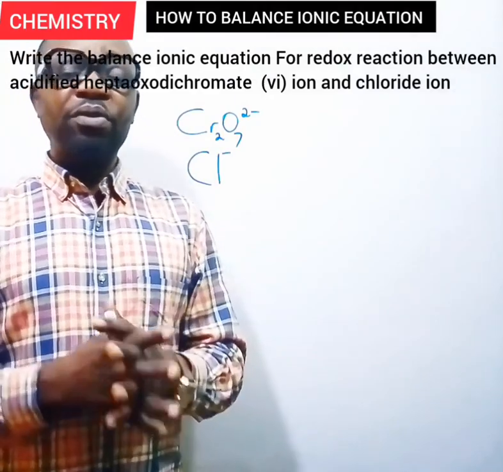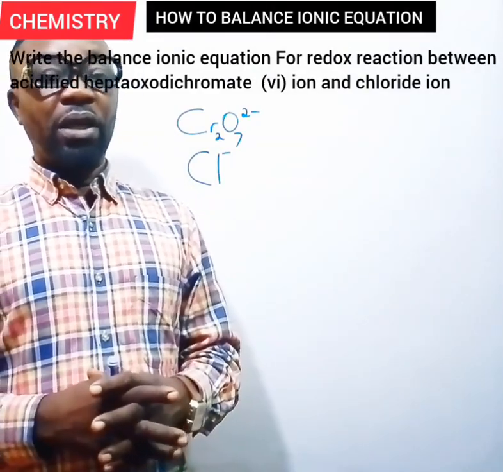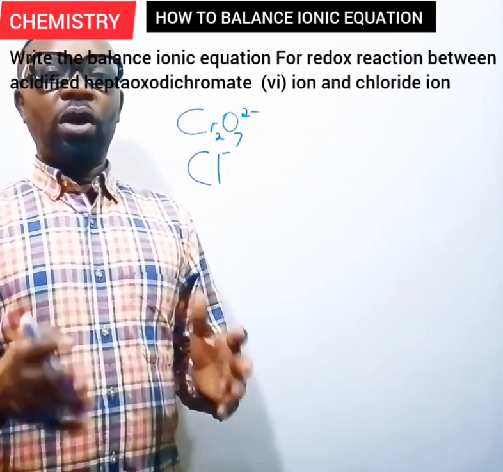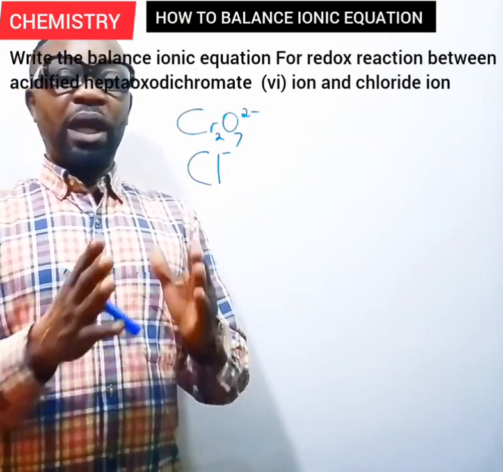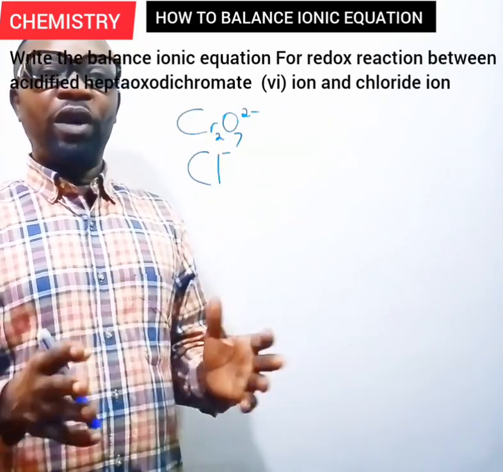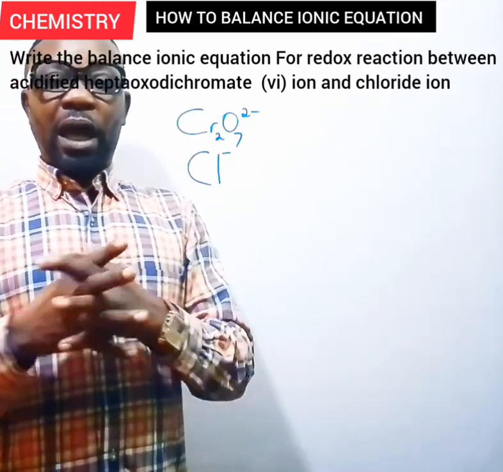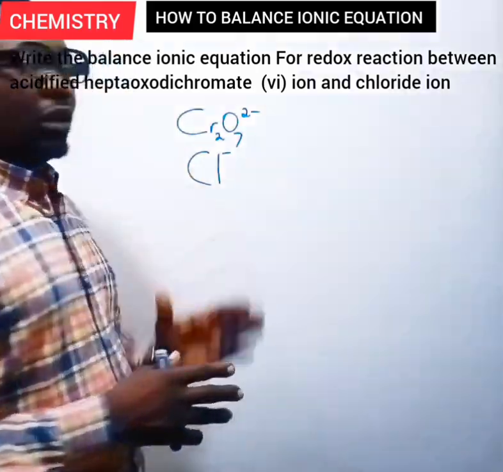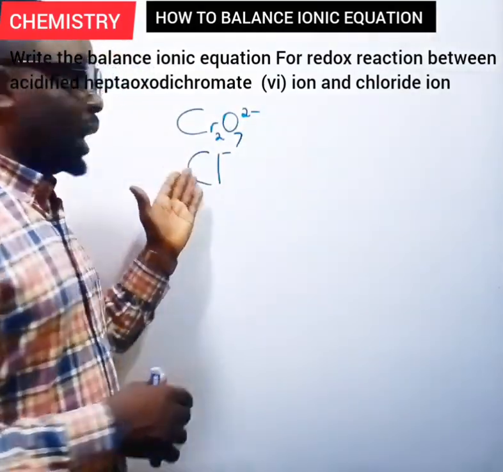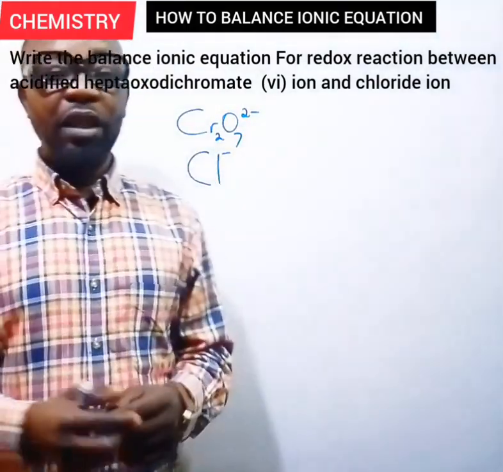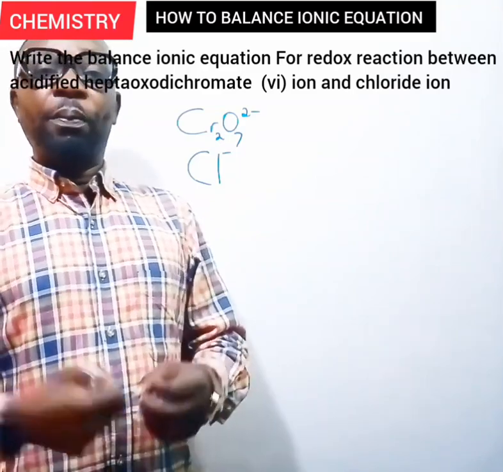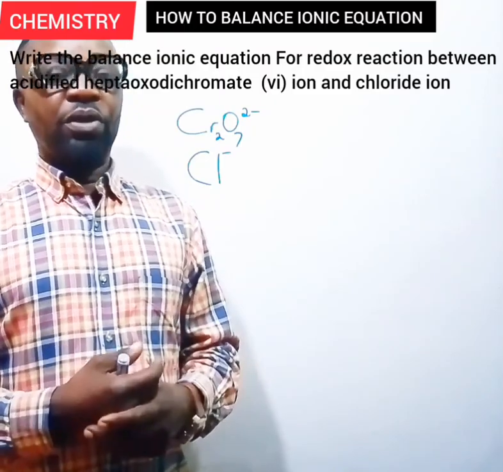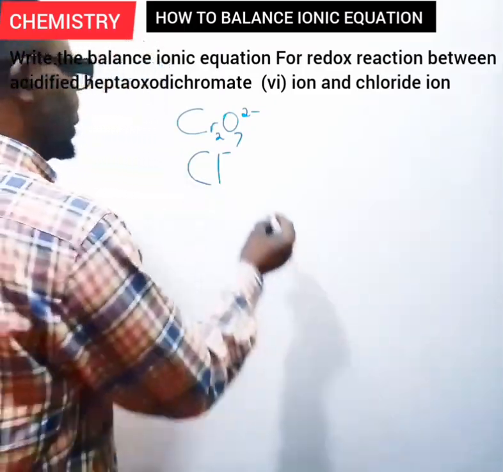Now, the steps we are going to follow in writing this ionic equation are as follows. Step number one is that you are going to write the way those ions are going to be converted into either their atoms or their ions. You are going to write it out first, the two of them. They are in ion forms here, and you have to show the product which they lead into. Let's see how we are going to do that.